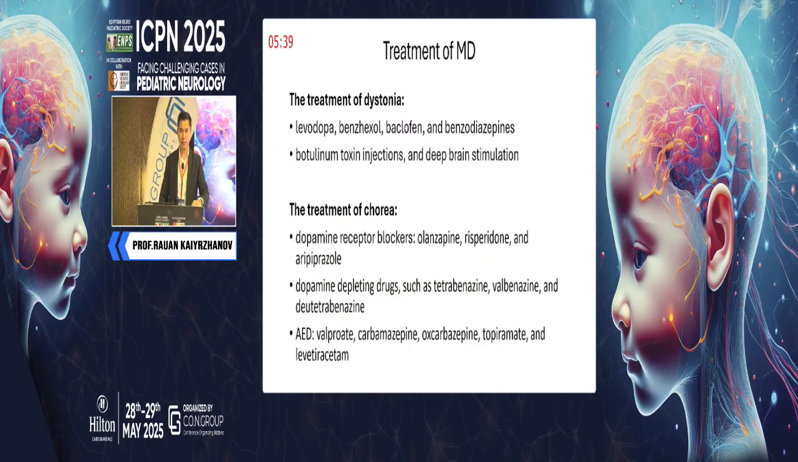So what are the treatment modalities? We know that the most bothersome symptoms in patients with DEEs would probably be dystonia and chorea. Hence, the response to treatment is usually unfavorable, we know, in patients, but still it's worth trying. To treat dystonia, I'm sure you administer levodopa, benzexol, baclofen, benzodiazepines, as well as botulinum toxin injection and deep brain stimulation. For chorea, widely administered, we know, are dopamine receptor blockers, dopamine depleting drugs like tetrabenazine, valbenazine, and anti-epileptic drugs can also help with chorea.